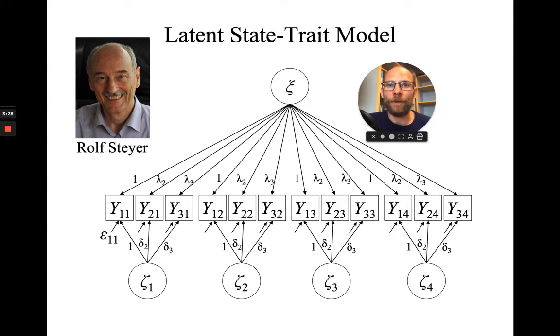Oftentimes what people do in longitudinal models when they use multiple indicators, as here in this latent state trait model, is that they allow the measurement error variables epsilon to be correlated across time for the same indicator. And that's a possibility to account for those residual associations among indicators that are then not explained by the trait or the state residuals. However, it has certain disadvantages to allow error variables to be correlated.